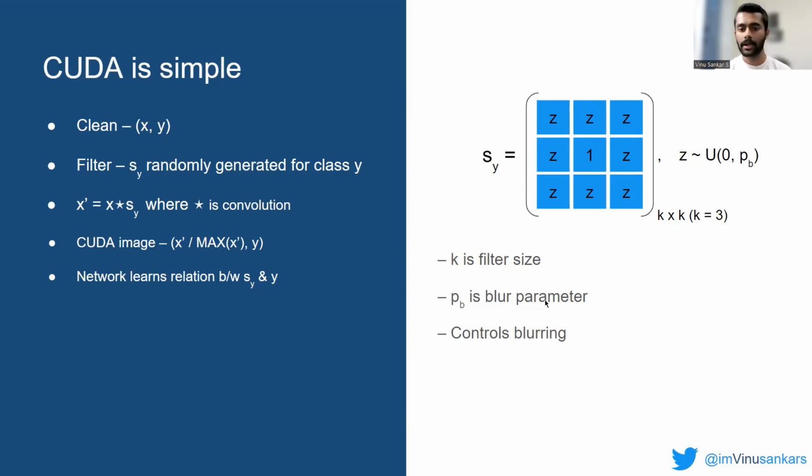Now, pb is the blur parameter, and pb and k together control the amount of blurring that CUDA performs on the clean image x. So now x dash is created by convolving x and sy together. And the CUDA image is basically the rescaled version of x dash such that all the pixel values are between 0 and 1. CUDA encourages a network to learn the relation between sy and y rather than the clean image x and y. And hence, we could assume that the network might not be learning any useful information about the image for classification.